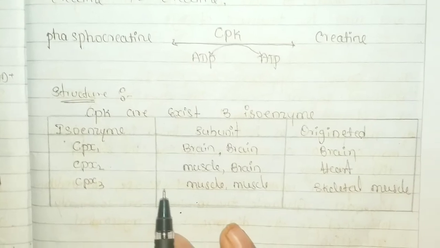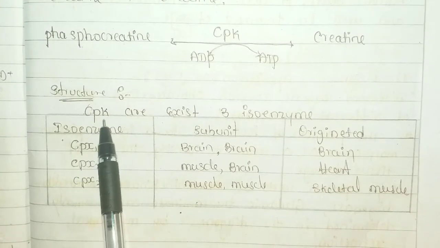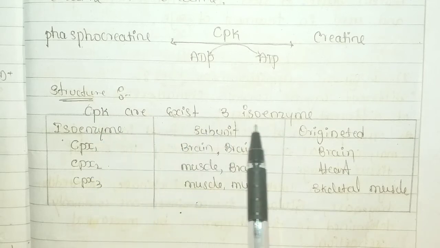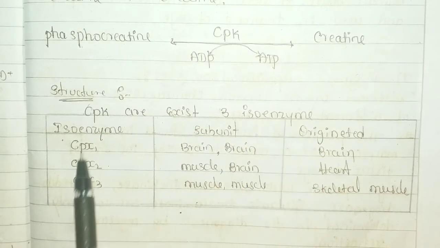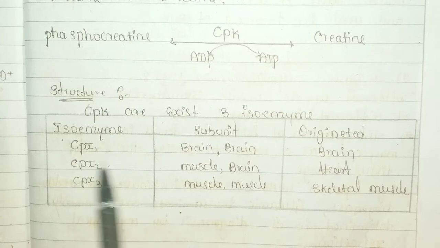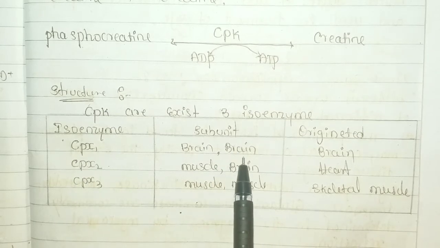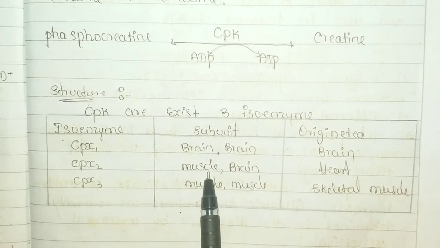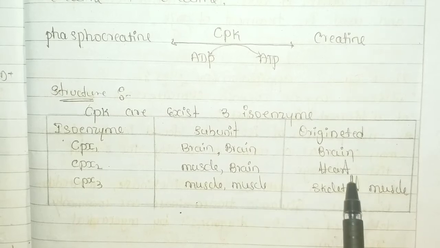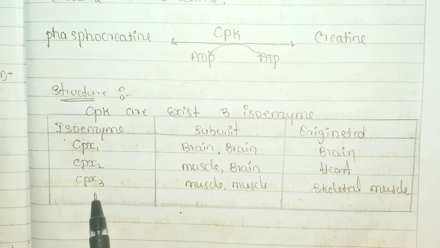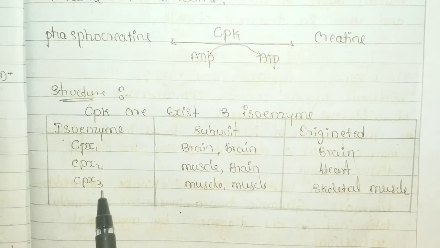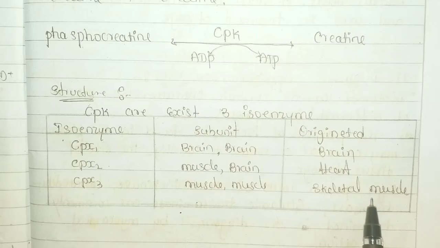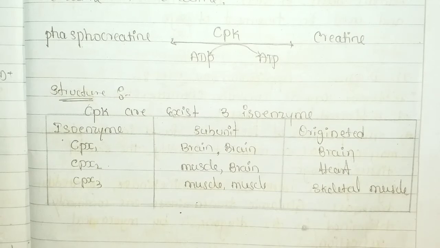CPK, creatine phosphokinase, exists in three isoenzymes. The first isoenzyme, CPK1, has subunits brain and brain, originated from the brain. CPK2, the subunits are muscle and brain, originated from the heart. The third isoenzyme, CPK3, the subunits are muscle and muscle, originated from the skeletal muscles.